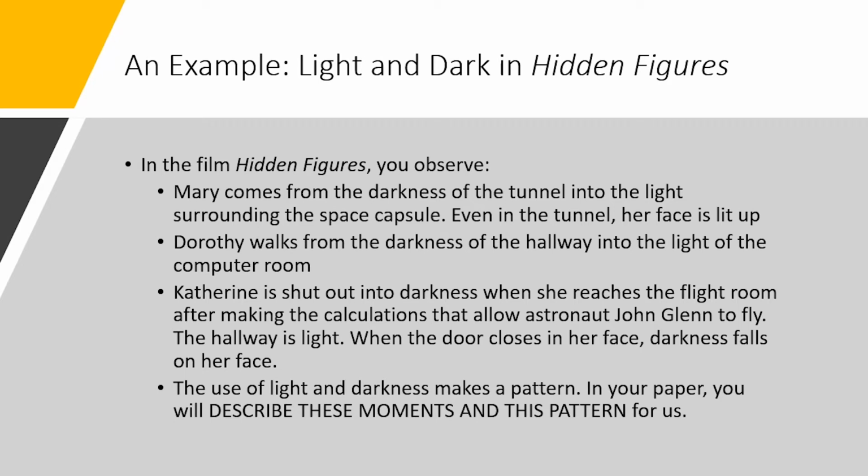The second main character, Dorothy, walks from the darkness of the hallway into the light of the computer room. And thirdly, Catherine, another main character, is shut out into darkness when she reaches the flight room after making calculations that allow astronaut John Glenn to fly. The hallway is light, and when the door closes in her face, darkness falls on her face. The use of light and darkness that you've observed makes patterns. In your paper, you will describe these moments and this pattern for us.